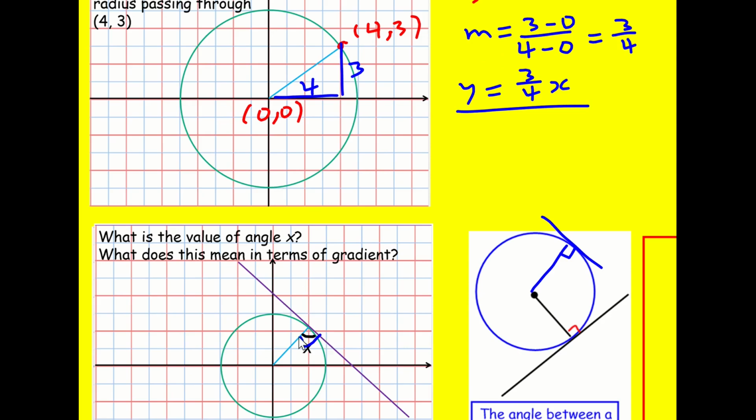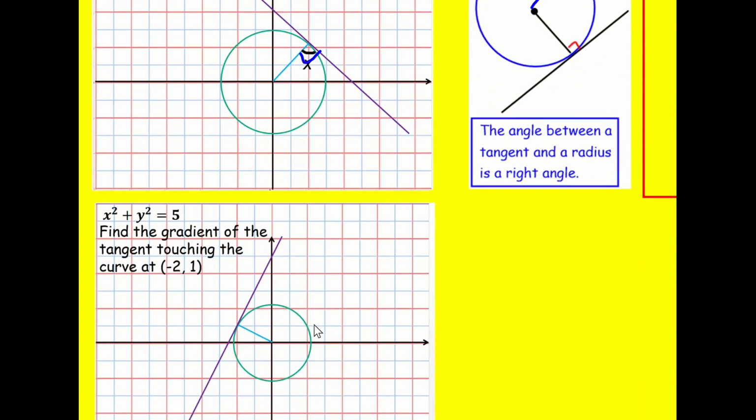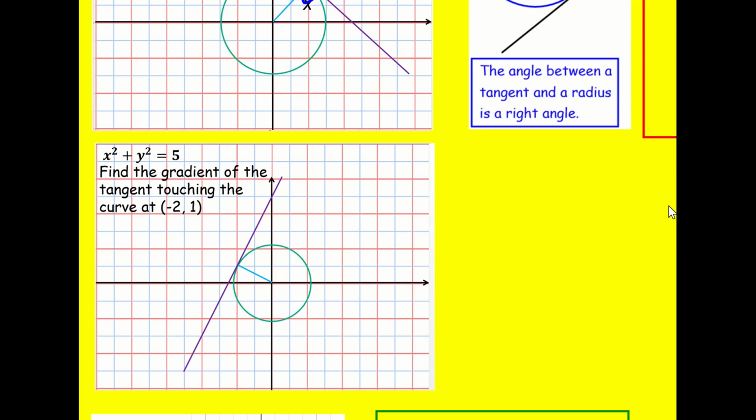We've got the relationship now between the tangent and that line, and you might be able to see what's coming. These are perpendicular lines. So can you find the gradient of the tangent touching the curve at -2, 1? If you're confident, give it a go, otherwise I'll go through it. So the gradient of the tangent is going to be the negative reciprocal of the gradient of the radius.